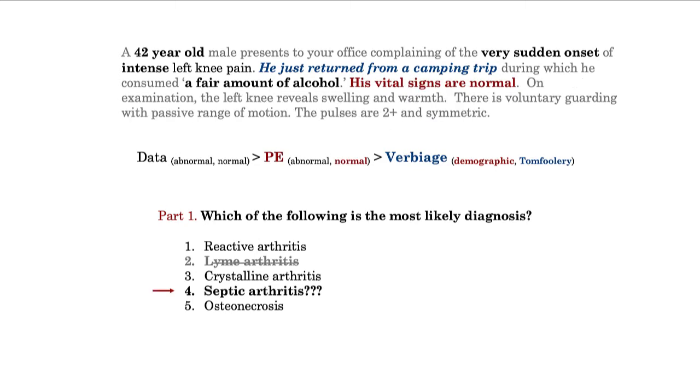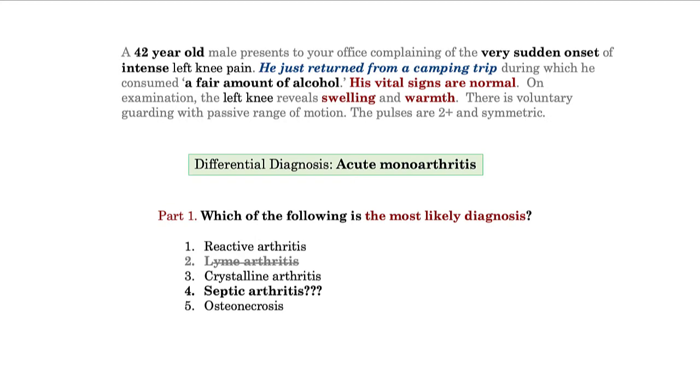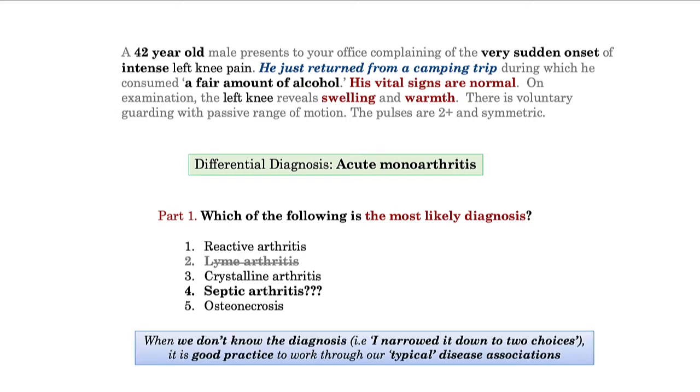His vital signs are described as normal, and as we've already emphasized, negative information matters. So more likely than not, this information is provided to exclude septic arthritis, as we would typically expect a fever with a septic joint. And finally, the left knee is described as warm and swollen, confirming the presence of an acute monoarthritis. We are asked to select the most likely diagnosis based on this limited amount of information. In a case like this, if we don't know the correct diagnosis right away, out comes the old and familiar student refrain, I narrowed it down to 2 choices.